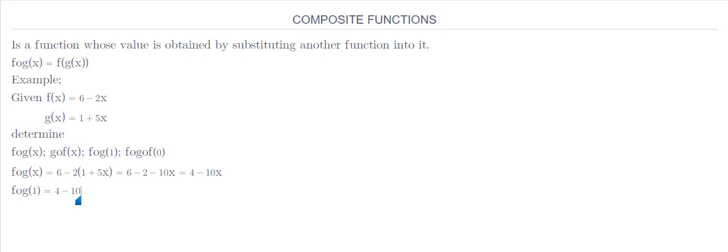So I prefer the use of brackets. It is useful. It is going to help you avoid errors due to changes and those signs. So 4 minus 10, that is going to be minus 6.